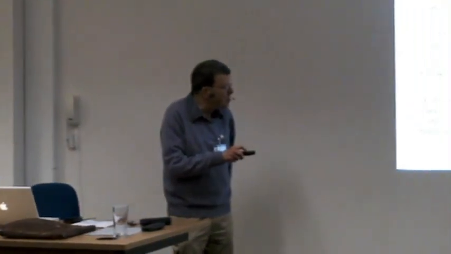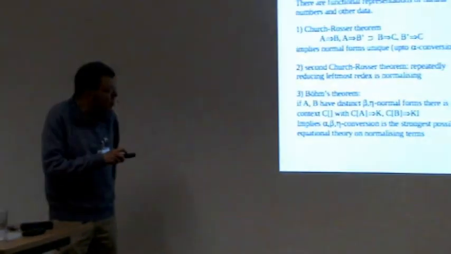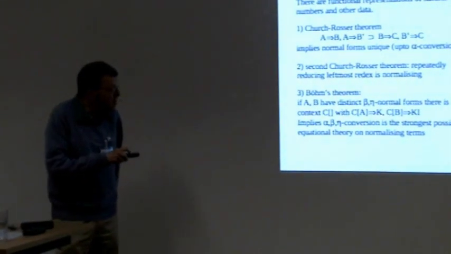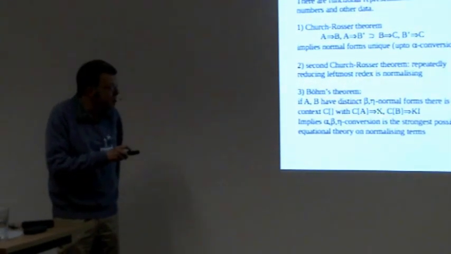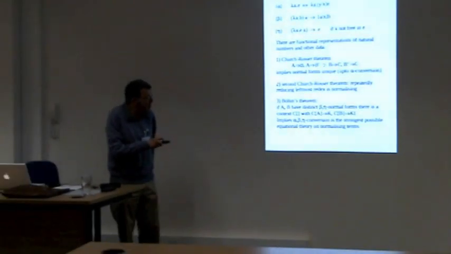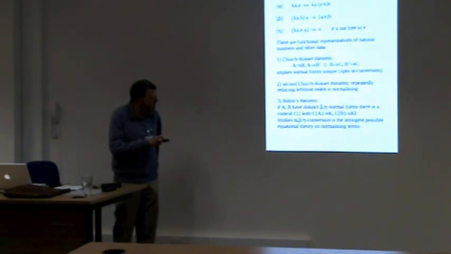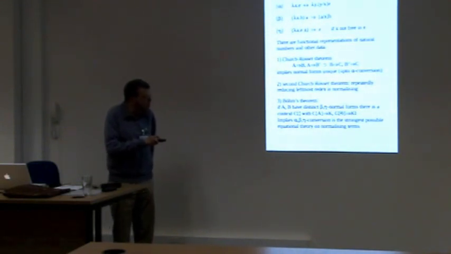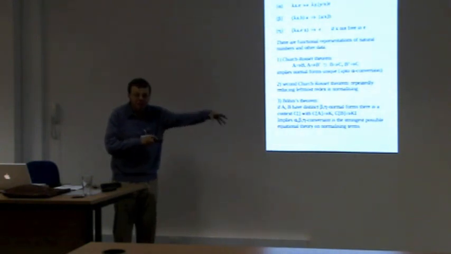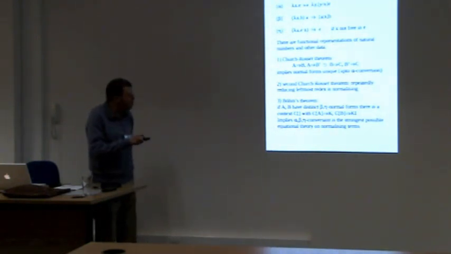Böhm's theorem is very important. It's a separation theorem. It says if A and B have distinct beta-eta normal forms, there is a context which separates them. K is a function that if you apply it to x and y, it gives you x, and K I applied to x and y gives you y. So this is telling you that there is a context which strongly separates A and B. You can put them in an if and get the then and the else branch.